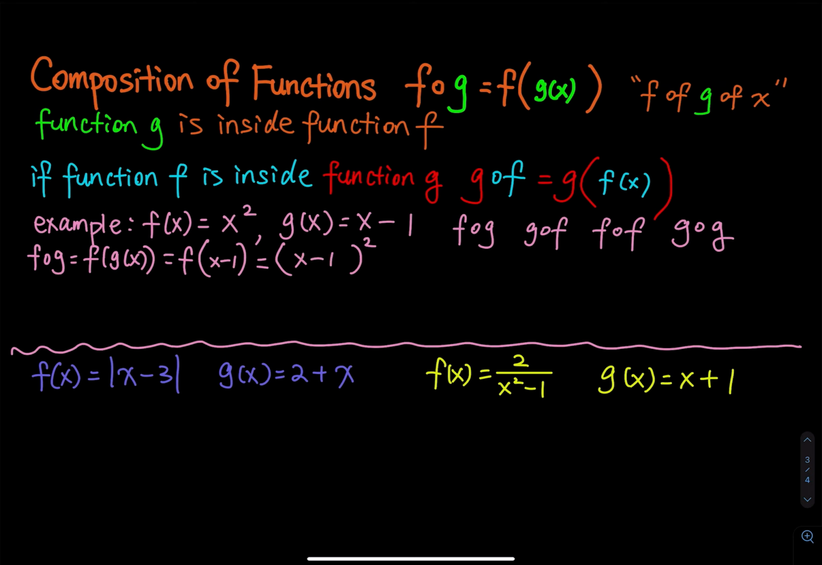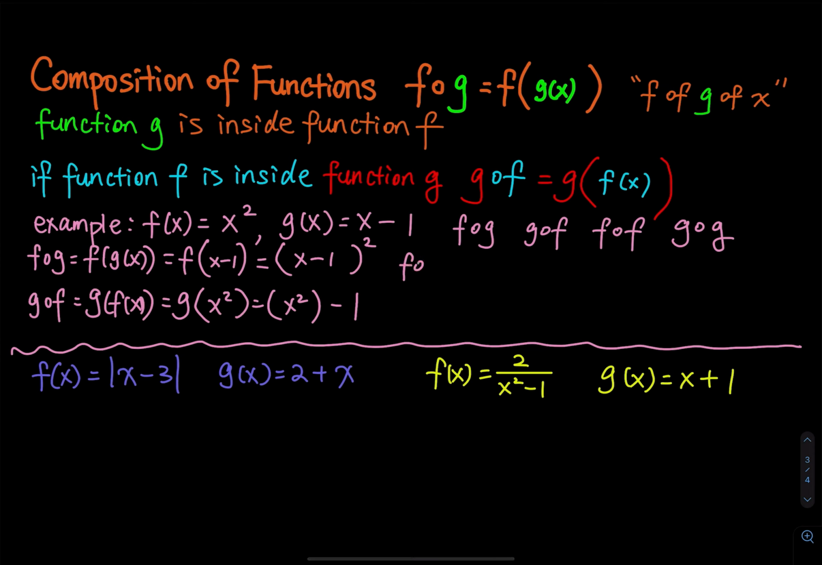And then g of f, so g o f, that is g of f of x. So this time we put function f inside function g. So function f is x squared. So g is x minus 1, right? So we replace x with x squared, then you put an x squared over there.